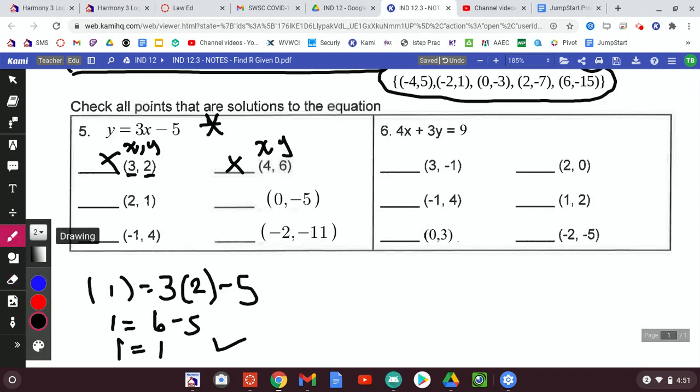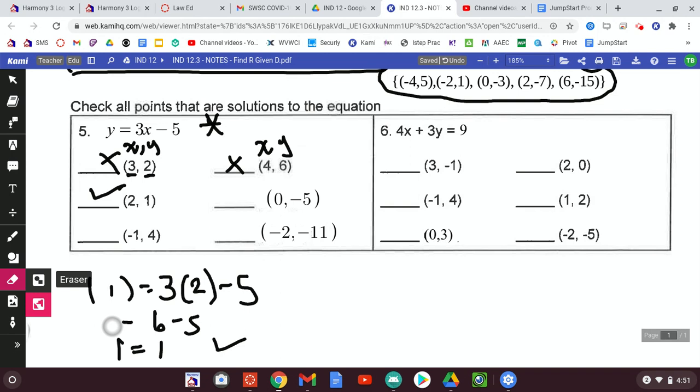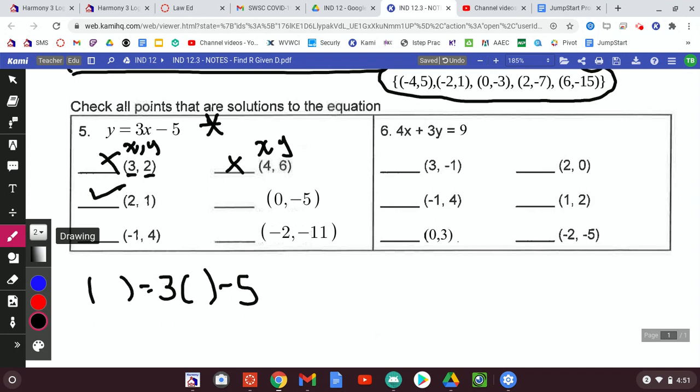All right, so yes, that one is a solution to our equation. All right, now we work it again. And this time we're going to try the point (0, negative 5). And again, 0 is the x value, so you make sure and plug it in where the x goes, right? The x is right here next to the 3. So make sure that since the 0 is the x here, the 0 goes in the x spot of my equation. Negative 5 is my y, so it goes right here where the y goes. So negative 5 equals 3 times 0 is 0 minus 5.